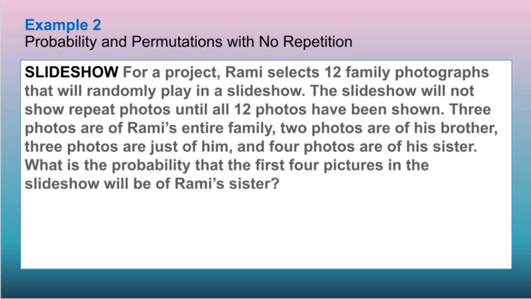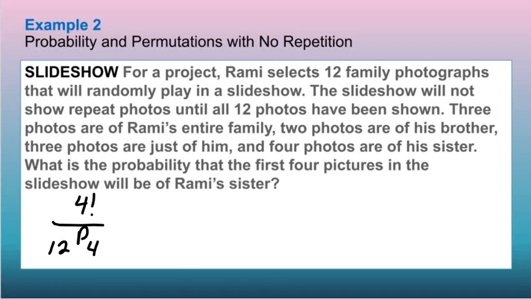3 photos are of Remy's entire family, 2 photos are of his brother, 3 photos are just of him, and 4 photos are of his sister. What is the probability that the first 4 pictures in the slideshow will be of Remy's sister? For this one, there are 4 photos of his sister, so I'm going to have 4 factorial on top. And then on the bottom, I'm going to do permutation. Out of all the family pictures, there are 12, which we're only looking at 4 at a time.